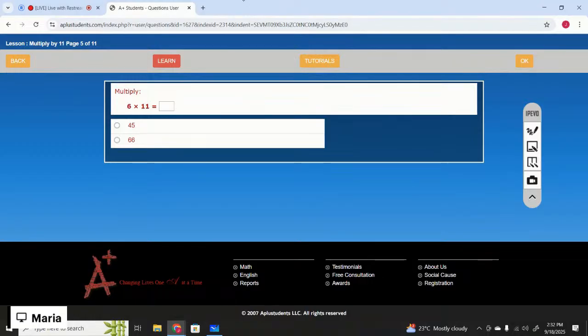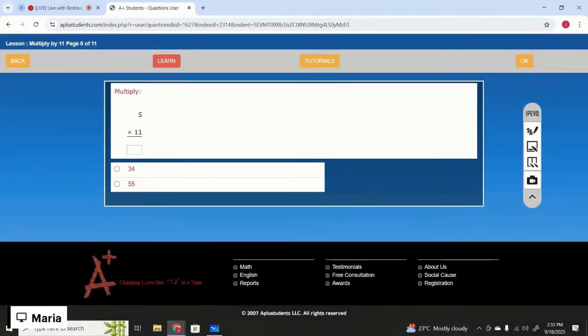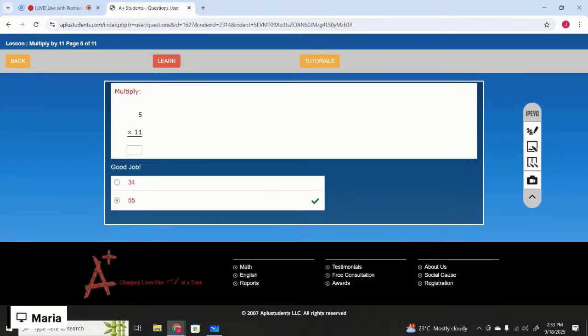6 times 11 is 66. It is option number 2 is the correct option. 5 times 11 is 55. Option number 2 is the correct option.